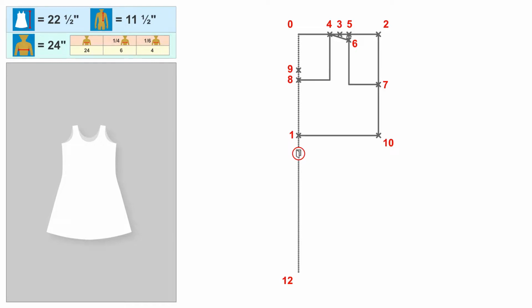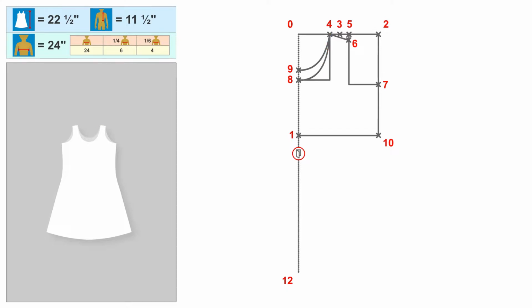Starting from point 9 in a right angle, shape towards point 4, joining the straight line at point 4. This is the back neck opening. Again, starting from point 8 in a right angle, shape towards point 4, joining the straight line at point 4. This is the front neck opening.